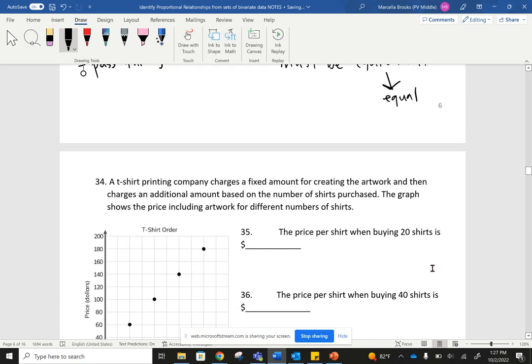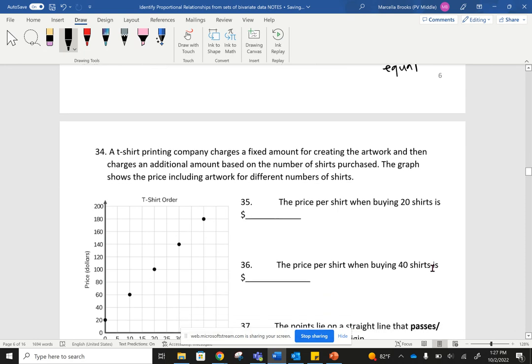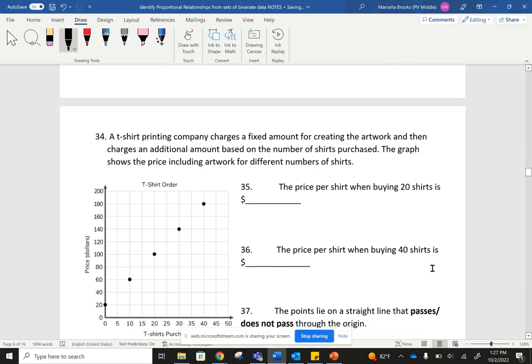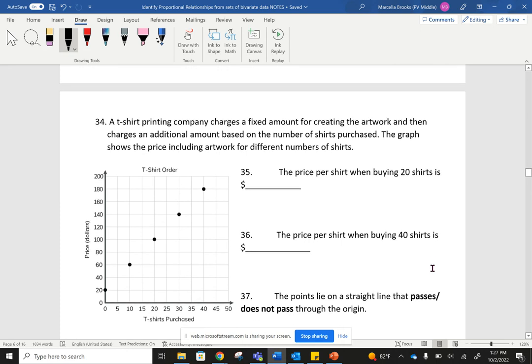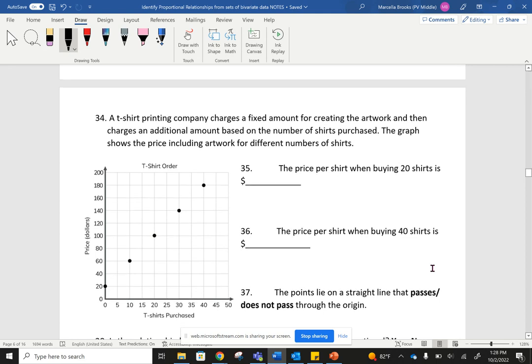All right, so let's flip over to page 7. A t-shirt printing company charges a fixed amount for creating the artwork and then charges an additional amount based on the number of shirts purchased. The graph shows the price, including artwork, for different numbers of shirts. On a graph, I forgot to do it on the other graph, but I want us to label this: this is the y-axis, this is the x-axis. So our y values are over here, our x values are over here.